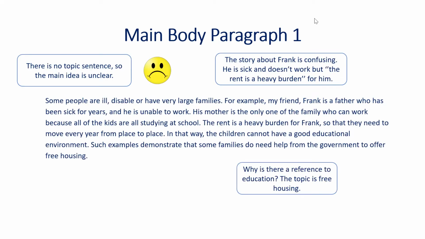There's also a reference to education, but why? The topic is about free housing. It's not about education. Here, the student has completely gone off topic. He's talking about education rather than housing. The other thing is that the writer goes directly into the example after the first sentence. So there's no topic sentence, there's no explanation, and an example that is not clear or understandable. So unfortunately, this writer has not at all responded to the question in paragraph 1, and he or she is getting a lower band score.